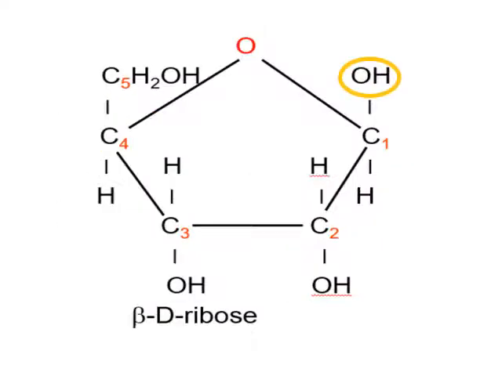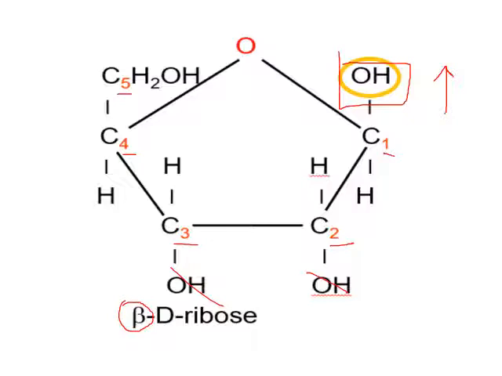So here you go, this is the beta version. It sounds like a computer program. Number 1 carbon, number 2, number 3, number 4, number 5. This oxygen is not the 5th one. And the OH, not this OH or this one, but the one attached to this carbon here, is going up. So we call it beta. Beta up, alpha down.